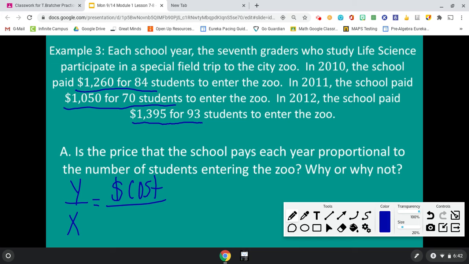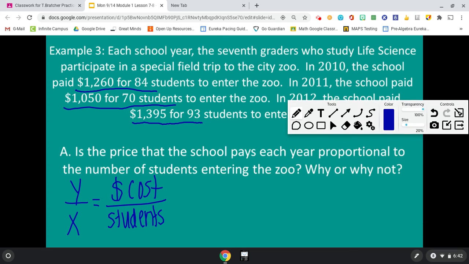And then our X value this time would be our students. So we do have 3 values we're going to have to divide. Remember, you want to do all 3 so we can make sure that they're proportional. So we have 1,260 divided by 84 students. We have 1,050 divided by 70. And we have 1,395 divided by 93.